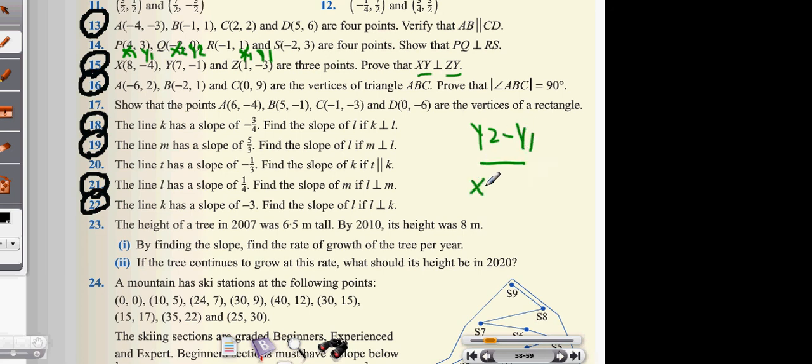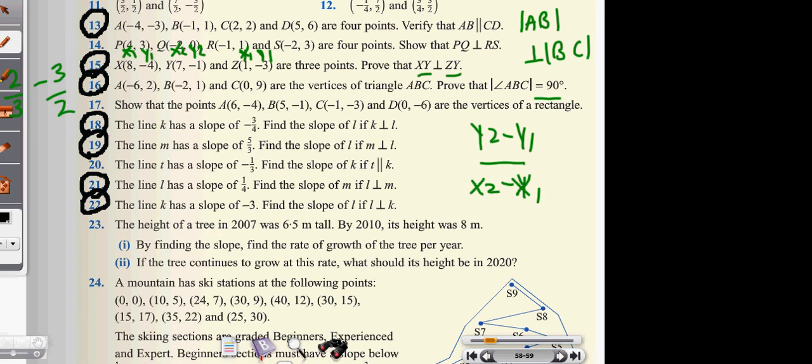For question 16, 16 is written slightly differently. Okay? 16 is written, you want to show that angle ABC is 90 degrees. To do question 16, simply prove that AB is perpendicular to BC. That means getting the slope of AB, getting the slope of BC, and proving that one of them is basically upside down and change the sign. So if XY was 2/3, then ZY has to be minus 3 over 2.